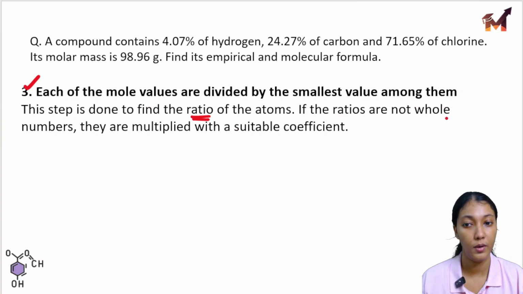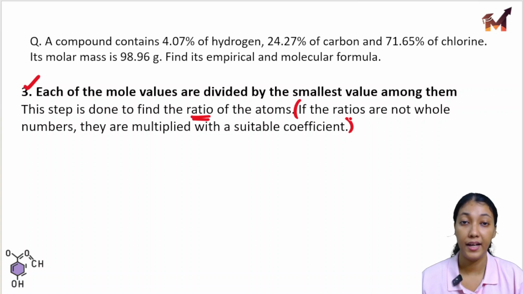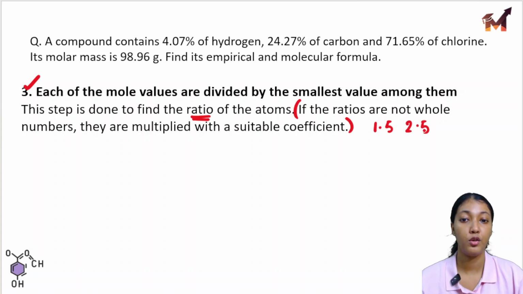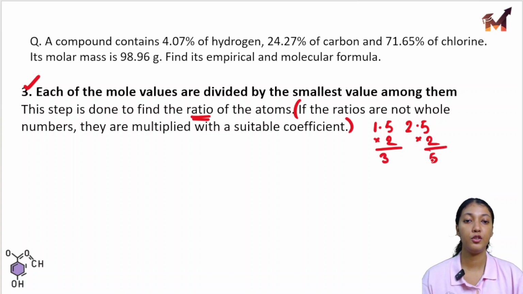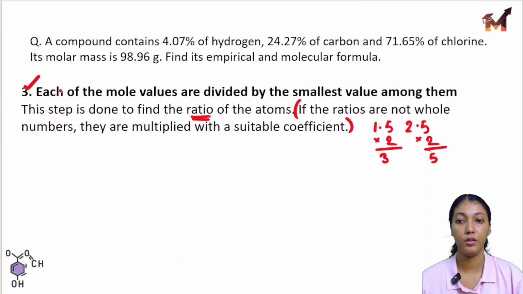If the ratios are not whole numbers, they are multiplied with a suitable coefficient. ये एक extra point है. अगर आपका डिवाइड करने के बाद 1.5 या फिर 2.5 ऐसा कुछ निकला, so we have to multiply them with a suitable coefficient, which is usually 2, because if you multiply with 2, they'll come out to be whole numbers. This will come out to be 3 and this will come out to be 5. So this is an extra step. We will see if we do not get a whole number, then we will multiply with a suitable coefficient. So this is a very important step to find the ratio of the atoms.